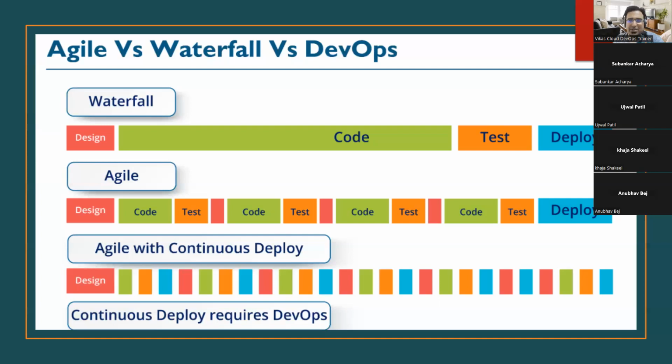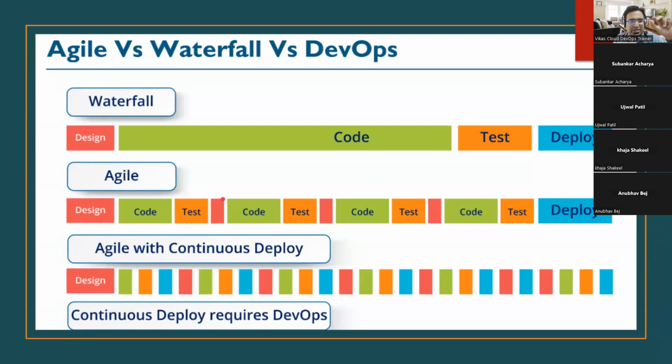What is happening in agile? Let's design the thing. Let's do the coding for 2 weeks. Let's do the testing for some small time, and then again design, again do the coding, again do the testing, again the design, coding, testing. But the problem is the deployment will happen again after 5 or 6 months. Agile is also okay because they have set the duration.